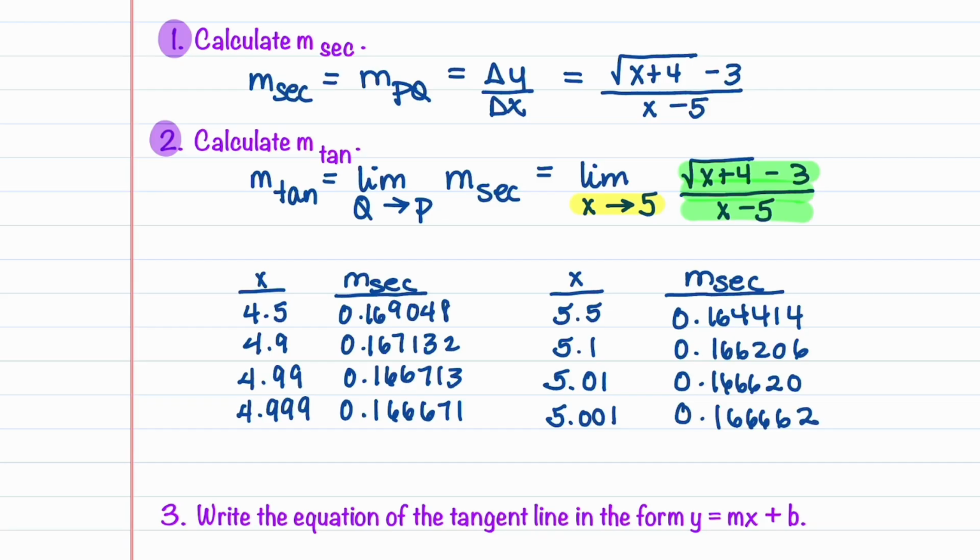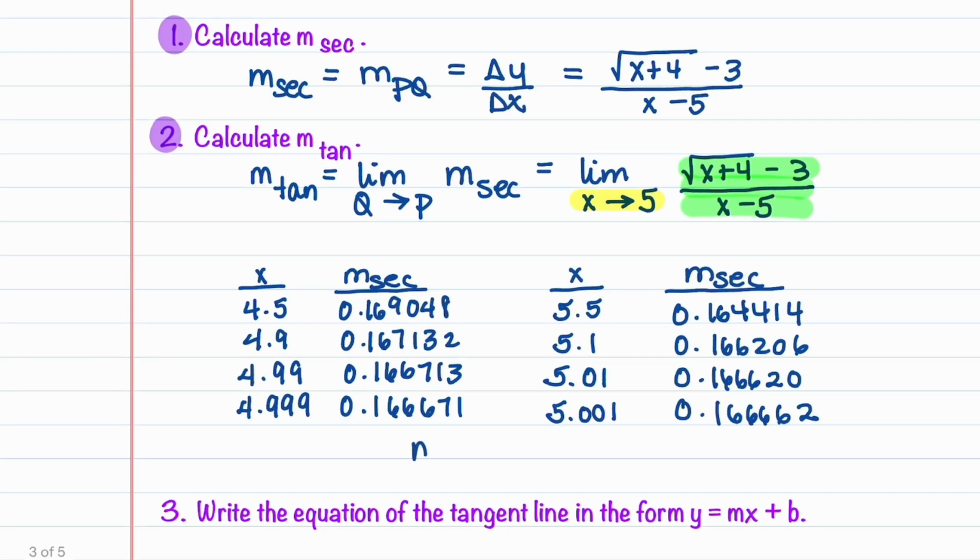Now we can find the slope of the tangent line. The slope of our tangent line is going to be what we call the limiting value of the slope of the secant line. As x got closer and closer to 5, our slope of the secant line went to these values, and we can say that those are equal to 0.1666 with the 6's repeating. And you might recognize this number. It's equal to the fraction 1/6. So the slope of our tangent line is equal to 1/6.